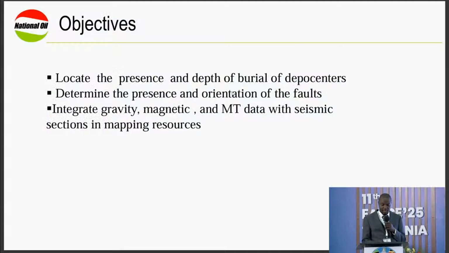And of course, I'm going to integrate gravity, magnetic, and magnetotelluric data, the MT data, with seismic sections in trying to map the resources.